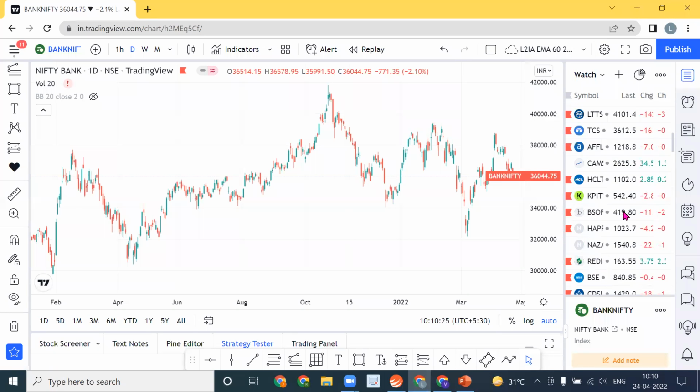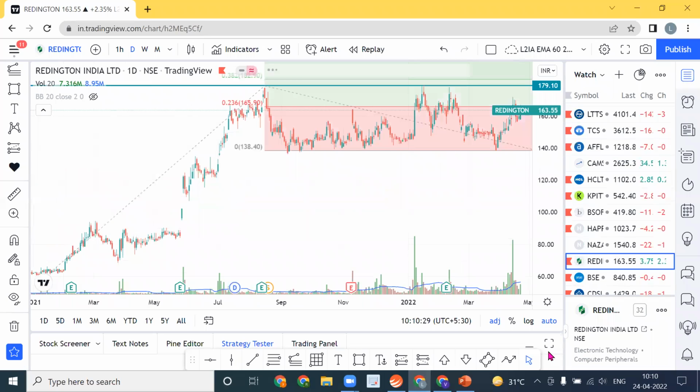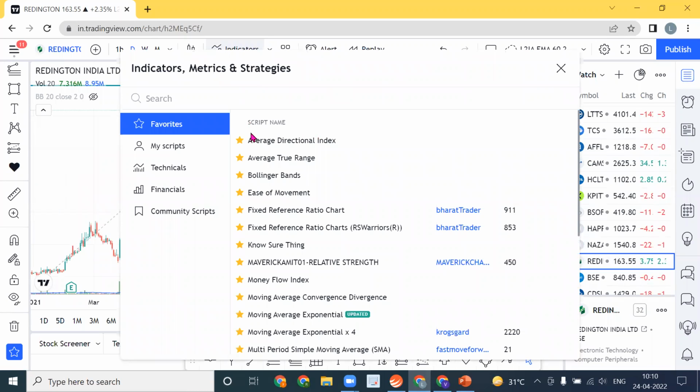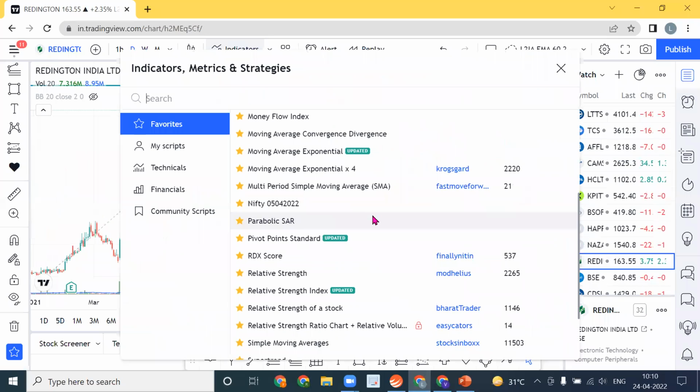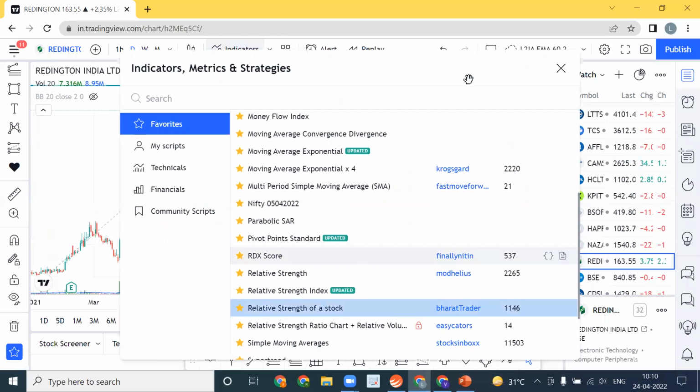Let us see the trading term. Let us add the indicators. I am adding relative strength. Now multiple relative strength indicators are there. I am using the one by some Indian who has modified Bharat Trader. So I am adding this. Okay, it is already there. So I cannot see it. One minute.